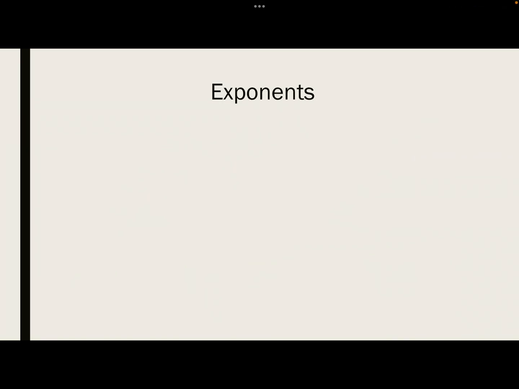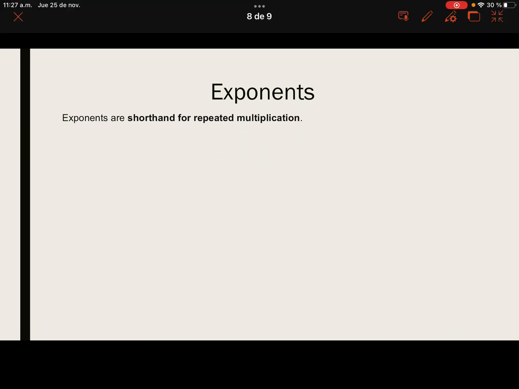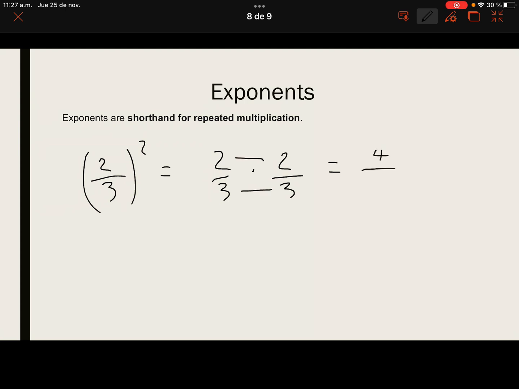Now let's talk about exponents. Exponents are shorthand for repeated multiplication. Then we have to remember some cases for fractions and for decimals. For example, 2 over 3 squared, or to the second power, means 2 over 3 times 2 over 3. Multiplication is face to face: numerator, numerator, denominator, denominator. 2 times 2 is 4, and 3 times 3 is 9. Then the answer is 4 over 9.